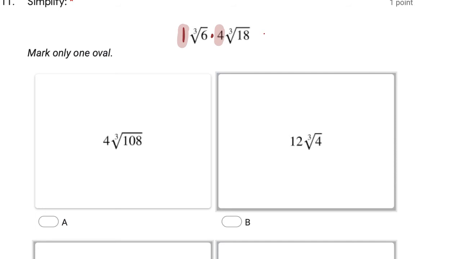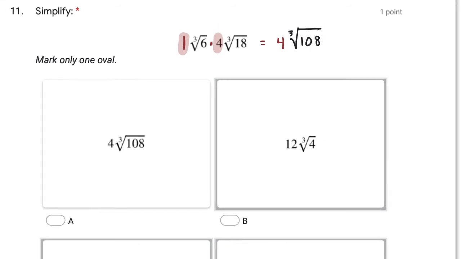Then the inside stuff times the inside stuff, so the 6 is under it and the 18's under it, so we just multiply those together, and that is 108. You'd be tempted at this point to choose answer A, but you can't because our directions up here are to simplify. Because our directions say simplify, it doesn't mean just multiply them, it means simplify it to the simplest answer.